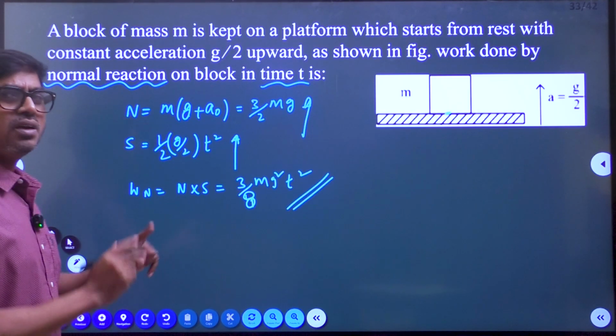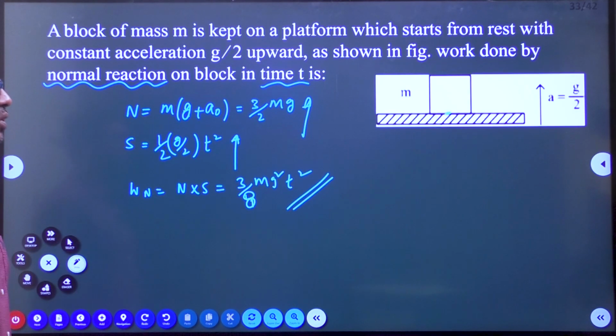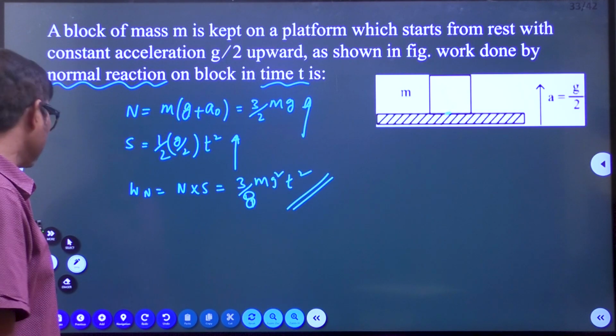But conceptually, in the previous question, normal reaction was not doing work. But here it is doing work because the point of application has a displacement in the direction of force there.